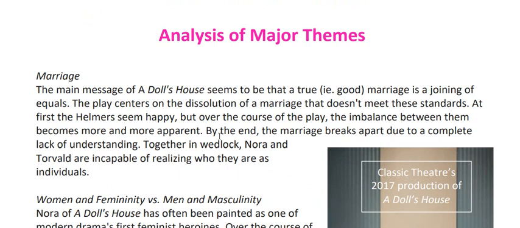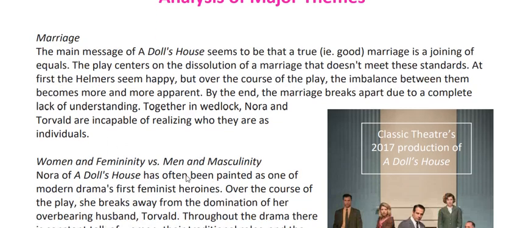Marriage. The main message of A Doll's House seems to be that a true or good marriage is a joining of equals. The play centers on the dissolution of a marriage that doesn't meet these standards. At first, the Helmers seem happy, but over the course of the play, the imbalance between them becomes more and more apparent. By the end, the marriage breaks apart due to a complete lack of understanding. Together in wedlock, Nora and Torvald are incapable of realizing who they are as individuals.